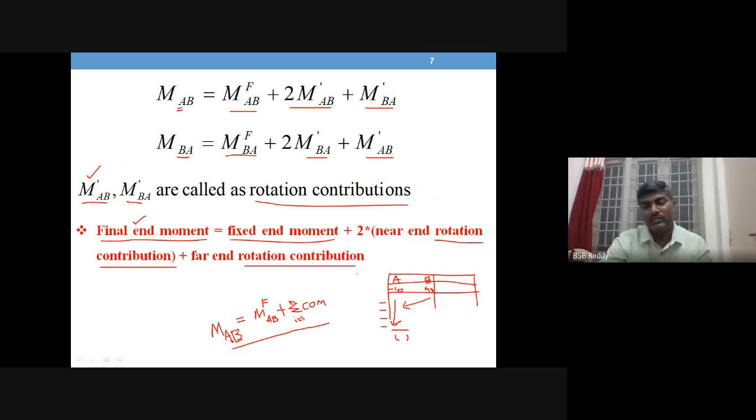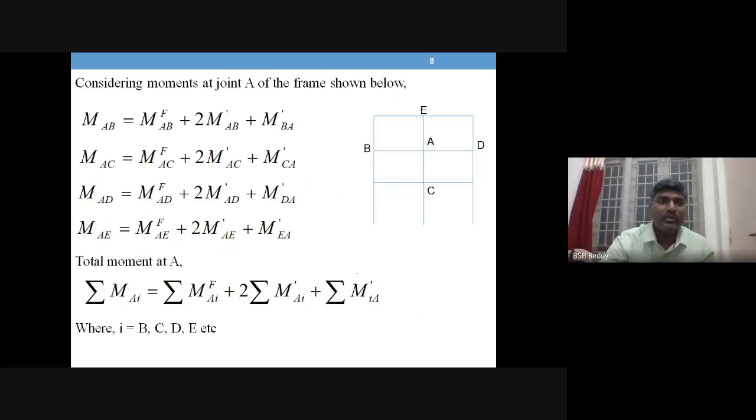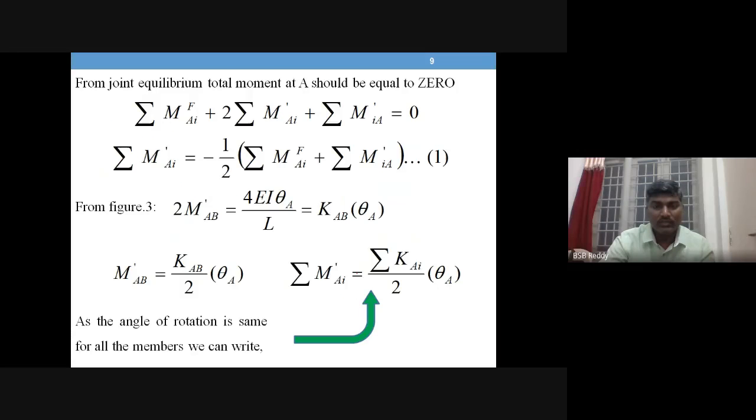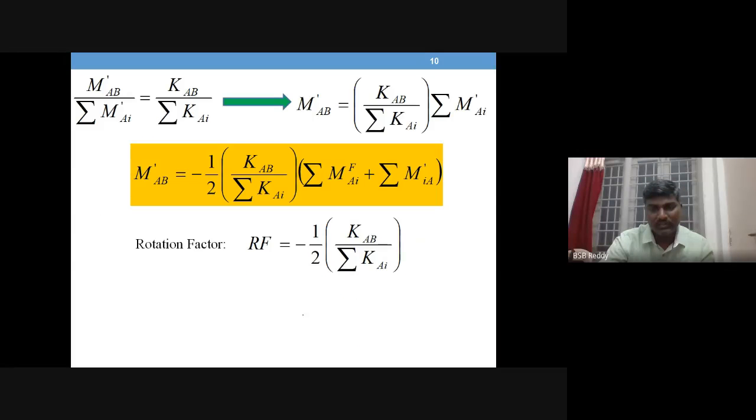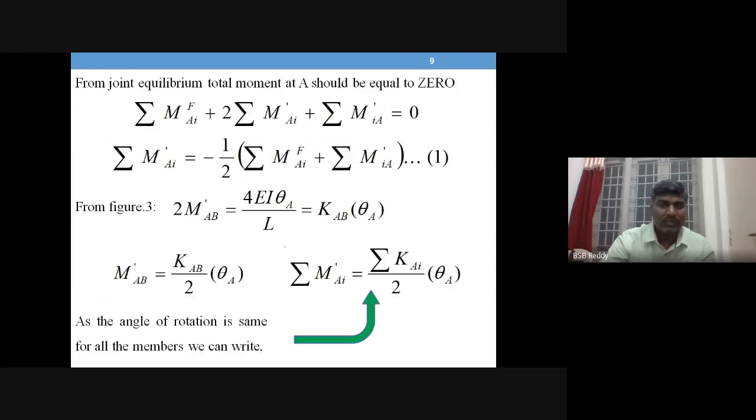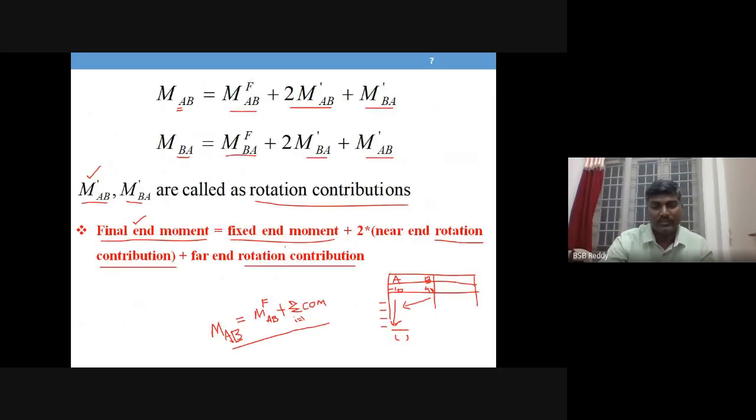Okay. So this is the background information required for what exactly Kani's method is. So let us derive the rotation factor which is required for the procedure, and also the formula to calculate rotation contribution, in the next session. Okay, so we'll take up this in the next session.